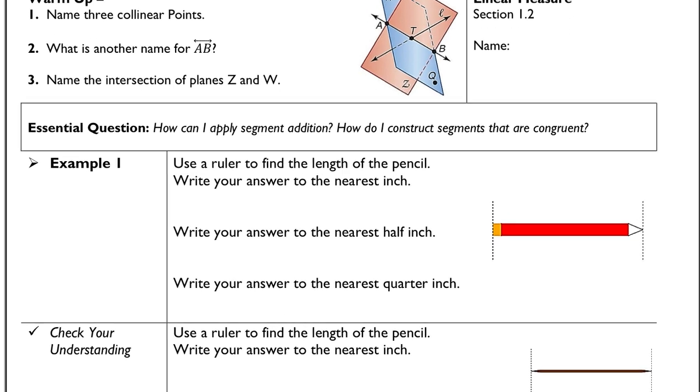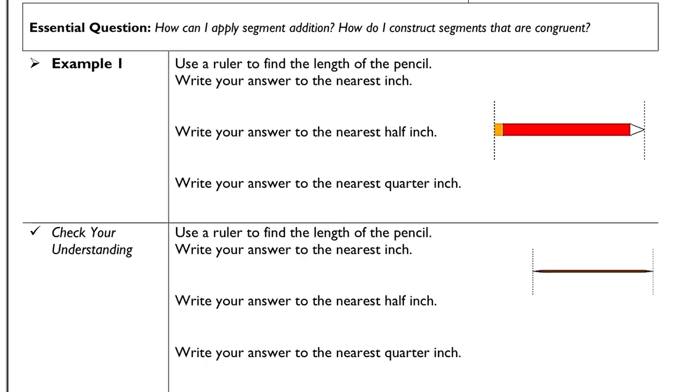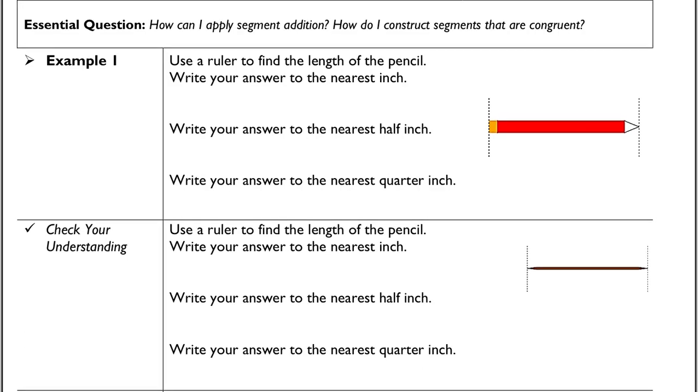So the first thing is we're going to move up here, and remember our highlighting things. We're going to highlight example 1 in blue. If it's an example, we're going to highlight it in blue. So now what we're going to do is use a ruler to find the length of the pencil. We're going to write our answer to the nearest inch, to the nearest half inch, and the nearest quarter inch. So I'm going to bring up a ruler.